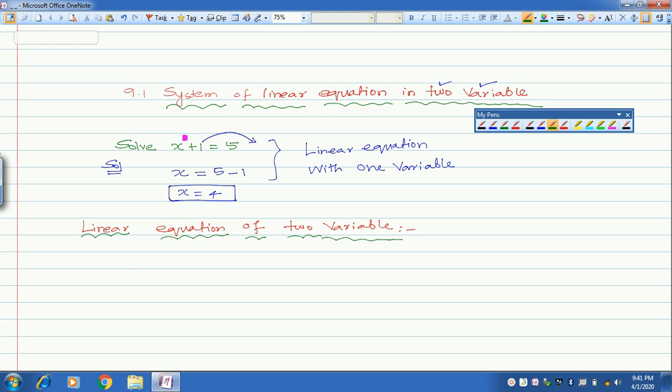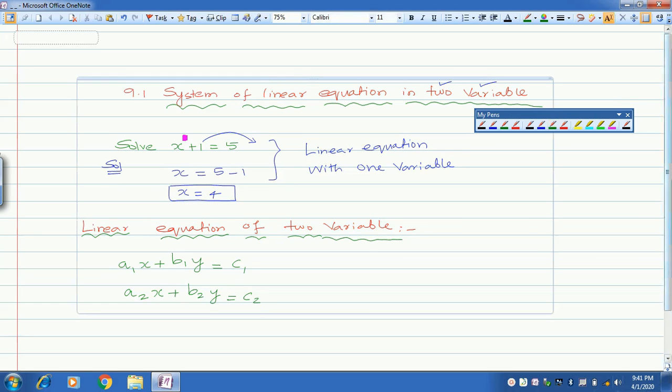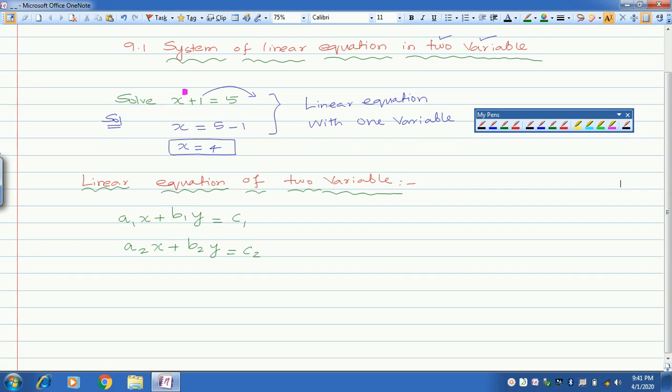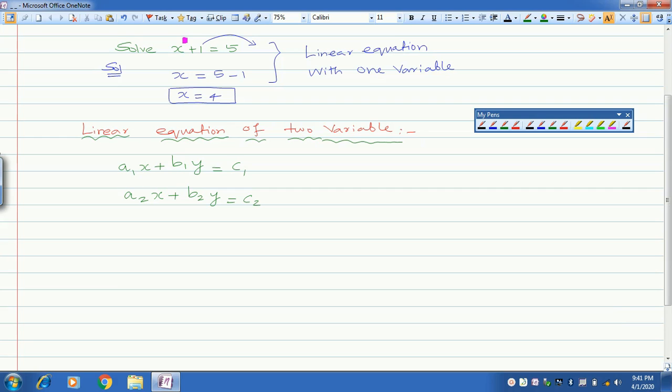We have here a1x plus b1y is equal c1, and similarly here a2x plus b2y is equal c2. So you will have the two equations. So this, we call it as a linear equation of two variable.